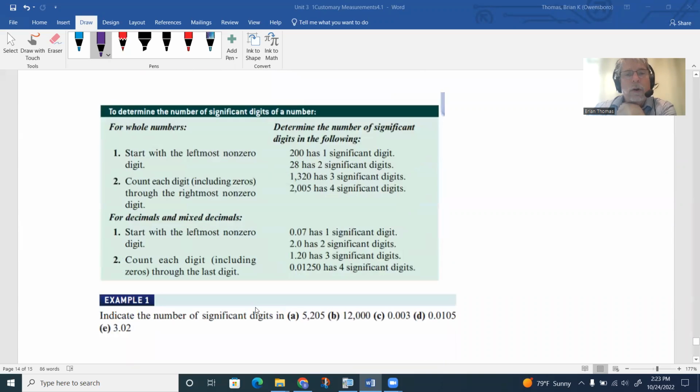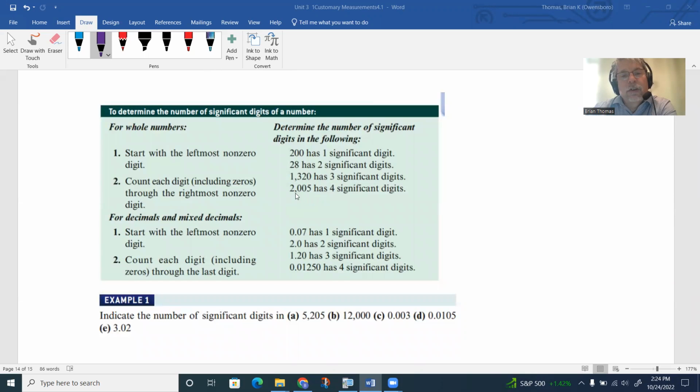The way it works is, if we work with whole numbers, we start with the leftmost non-zero number, which is usually going to be the far left. We count each digit, including zeros, until we get to the rightmost non-zero. So if we start with the 2 and move to the right, the rest of the numbers are zeros. Those zeros are not counted. We would call that 1 significant digit. 28, since there are no zeros involved, has 2 significant digits. Notice how, again, I start to my left and keep working until I get to the last non-zero number, which is the 2. So the 1, the 3, and the 2 become significant, and therefore we have 3 significant digits.